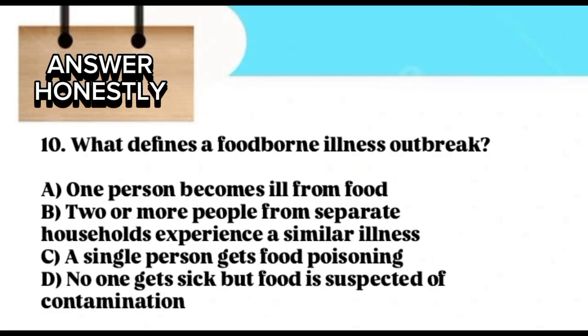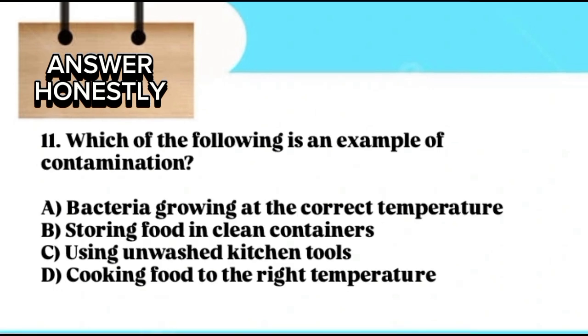Question number 10. What defines a foodborne illness outbreak? A. One person becomes ill from food. B. Two or more people from separate households experience a similar illness. C. A single person gets food poisoning. Or D. No one gets sick but food is suspected of contamination. Question 11. Which of the following is an example of contamination? A. Bacteria growing at the correct temperature. B. Storing food in clean containers. C. Using and washing kitchen tools. Or D. Cooking food to the right temperature.